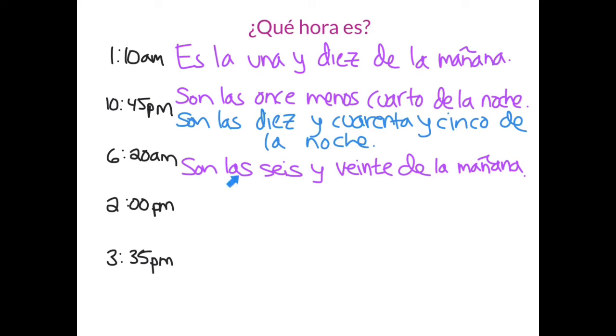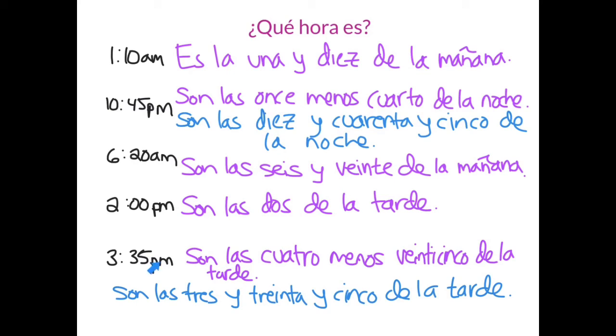6:20 in the morning, son las 6:20 de la mañana. 2 o'clock in the afternoon, son las 2 de la tarde. Of course, you might also hear son las 2 en punto, like on the dot, just like you'd say in English, you might hear, if you're really emphasizing, oh, it's 2 o'clock right on the dot right now. And lastly, 3:35 in the afternoon, son las 4 menos 25 de la tarde, so it's 25 minutes of 4 in the afternoon, or simply state it as it is, son las 3:35 de la tarde.